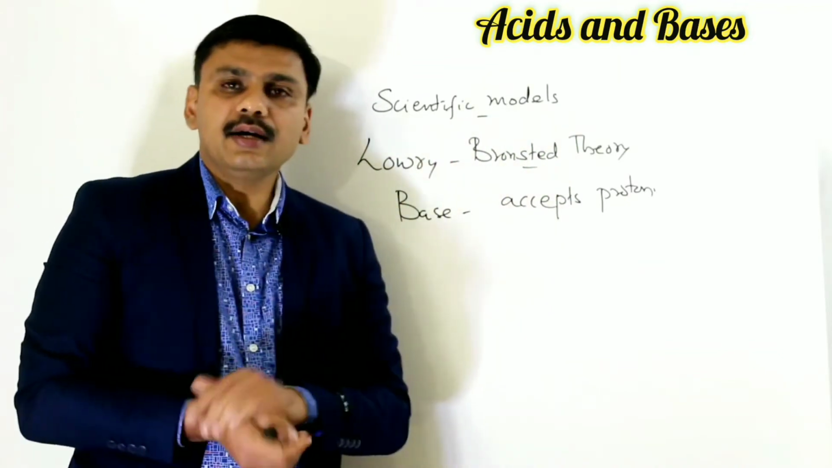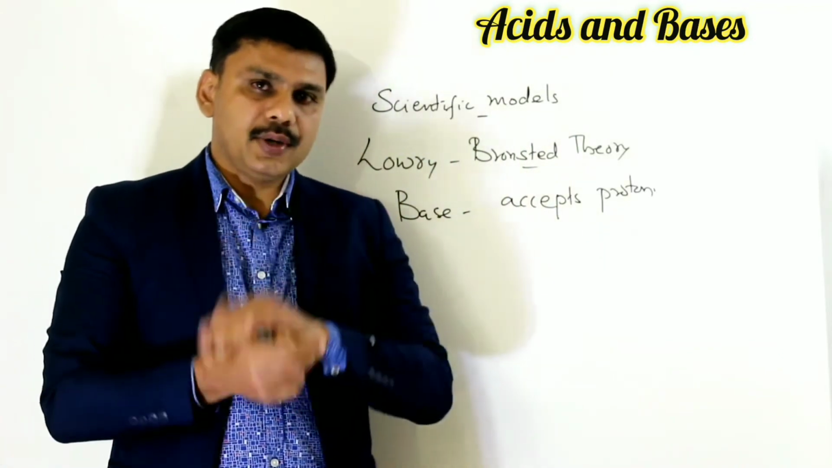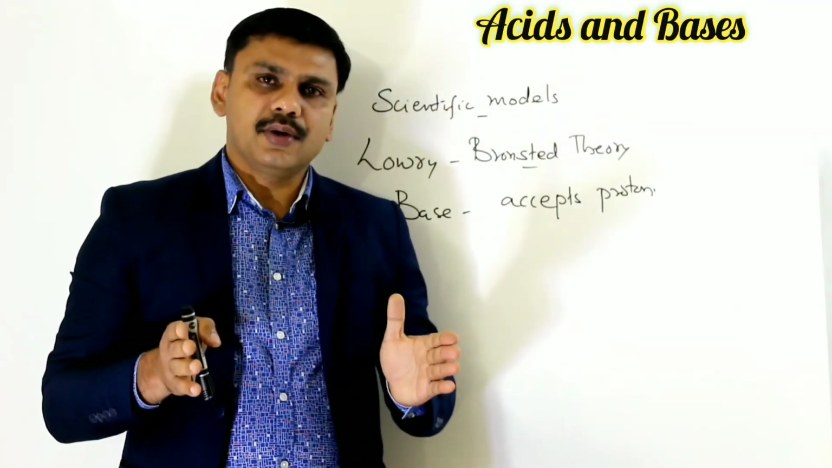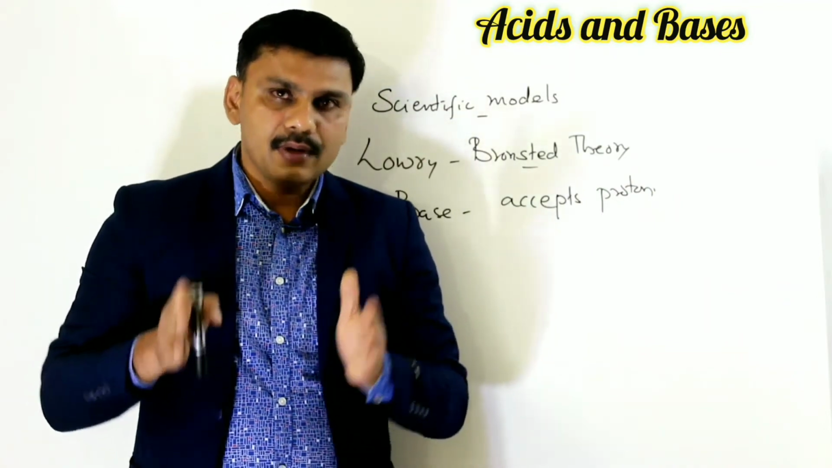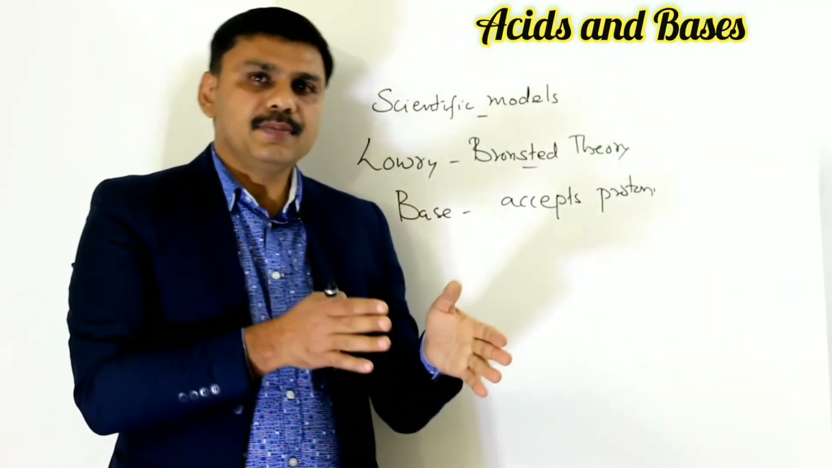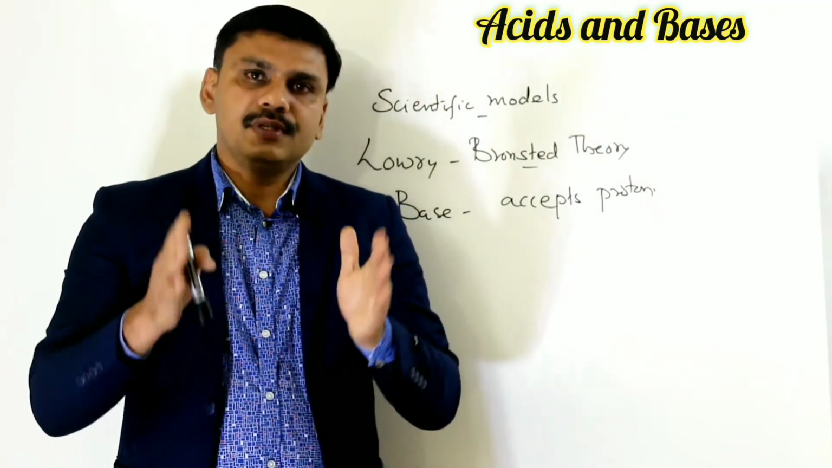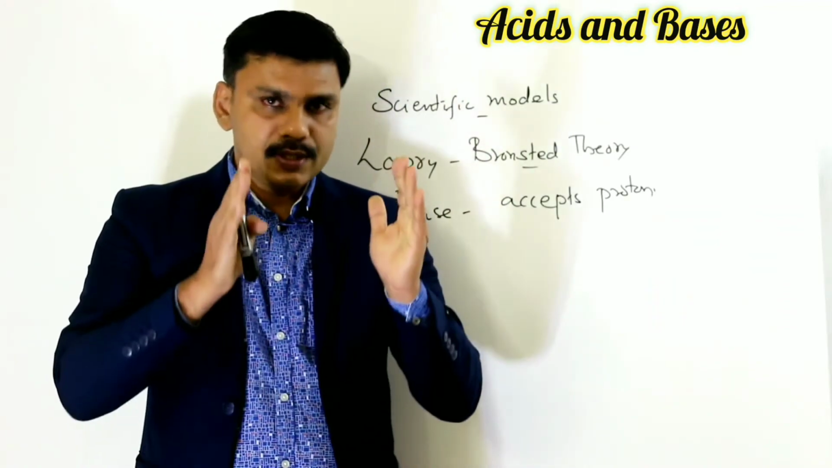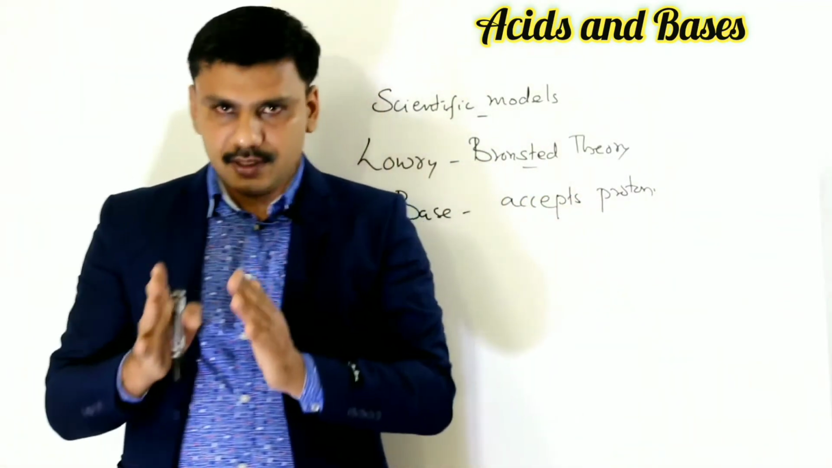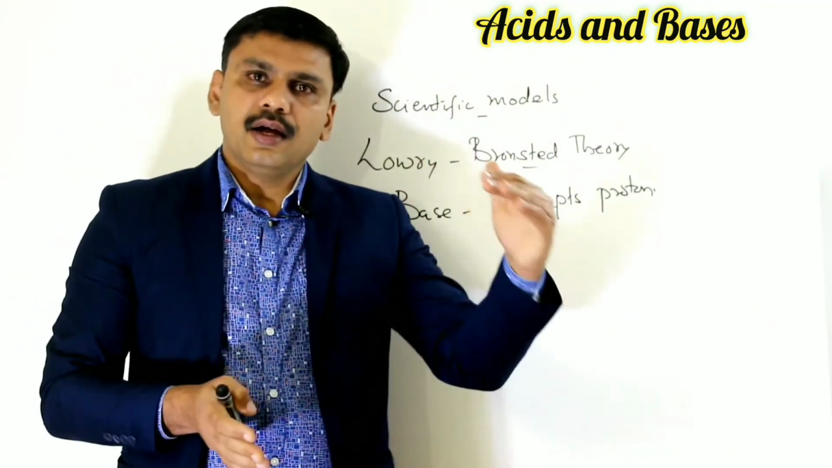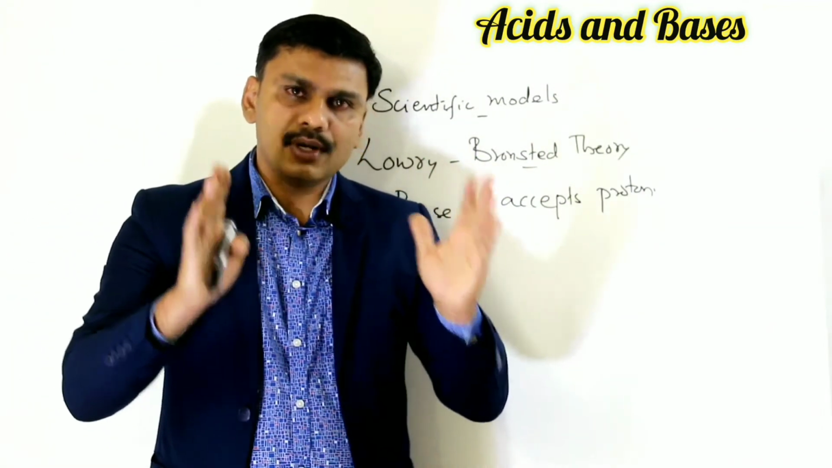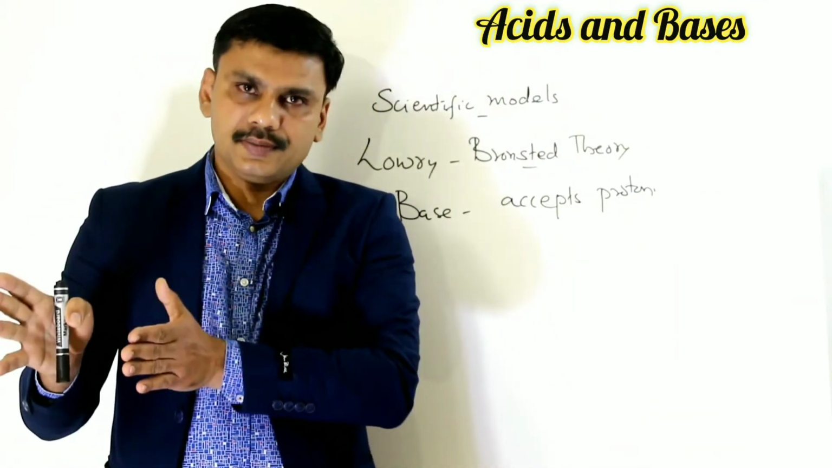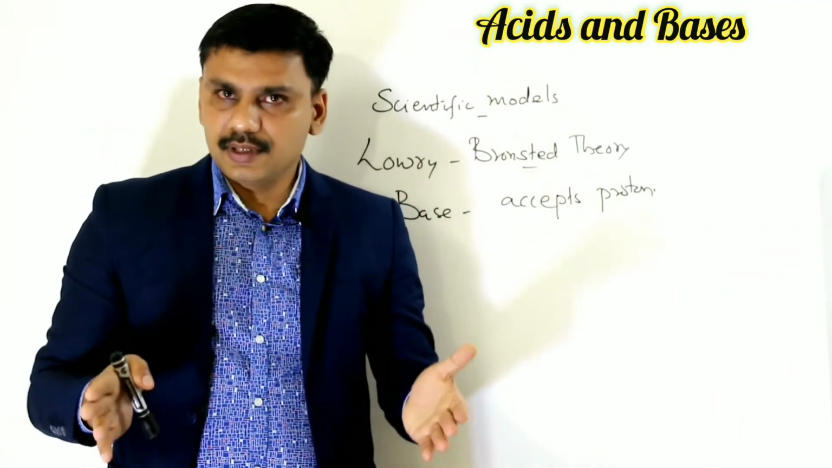So these two theories are very important. According to Arrhenius theory, acid is a substance which can give H plus ion or H3O plus ion in an aqueous solution. Base is a substance which can give OH minus ion in an aqueous solution. Then another theory is Lowry-Bronsted theory. According to Lowry-Bronsted theory, acid is a proton donor. Base is a proton acceptor.